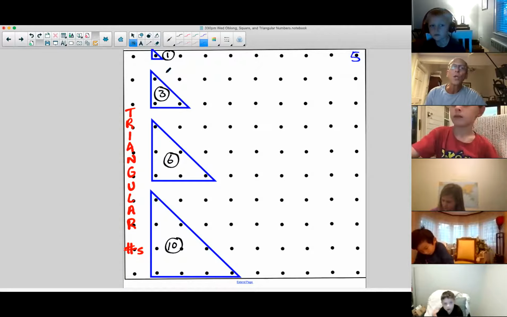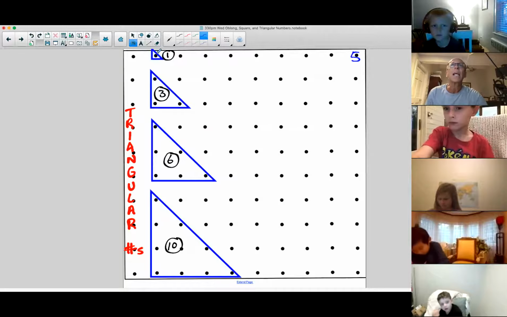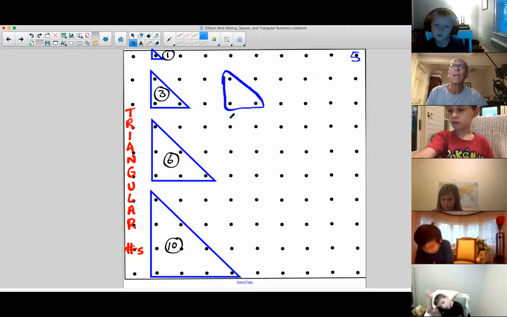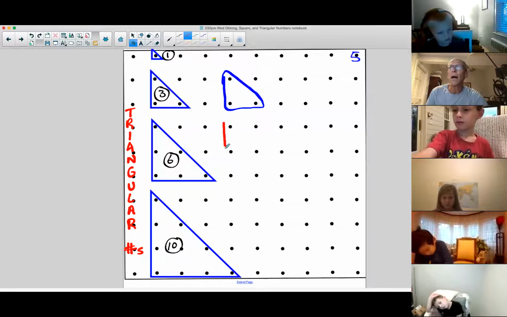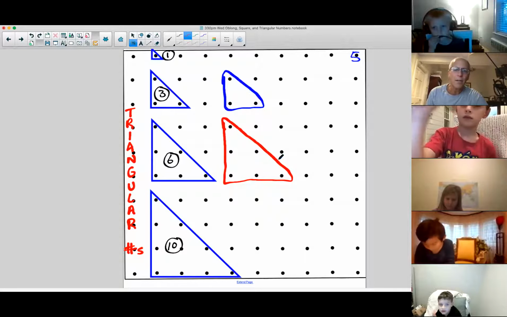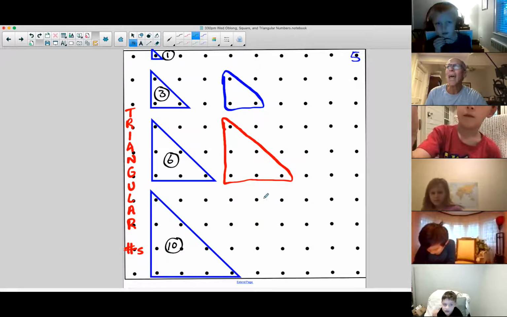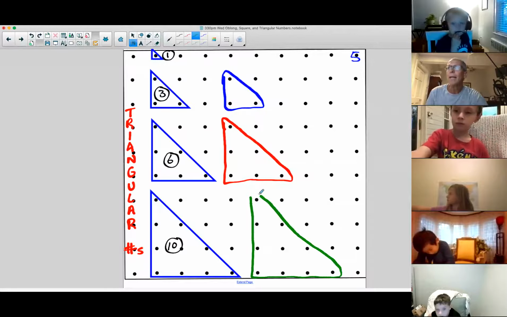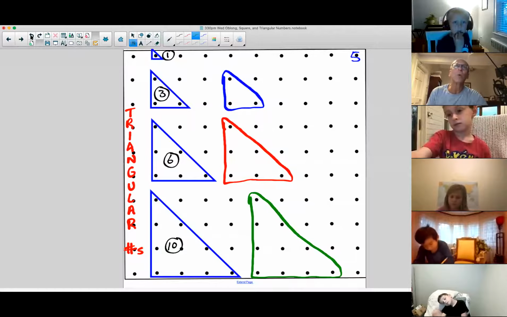Let's get going. Triangular numbers, guys. Triangular numbers. If you draw a dot or a triangle around 1, that's the first triangular number. Then the next one is 3. And what's the next one, guys? What is that? Six. And what's the next one? 10.